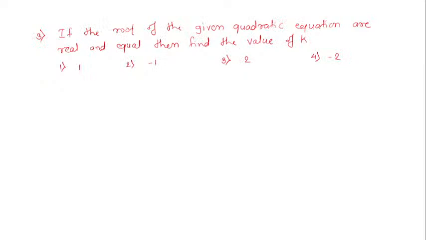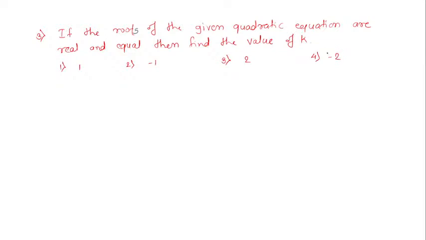So this is the question from the second topic, the quadratic equation. Let's have the question. If the roots of the given quadratic equation are real and equal, then find the value of k. The alternatives are 1, minus 1, 2 or minus 2.